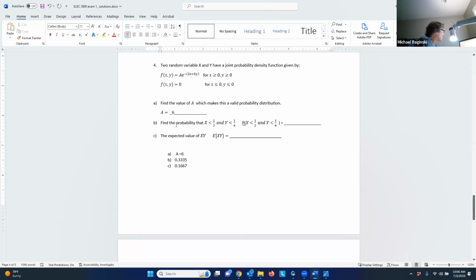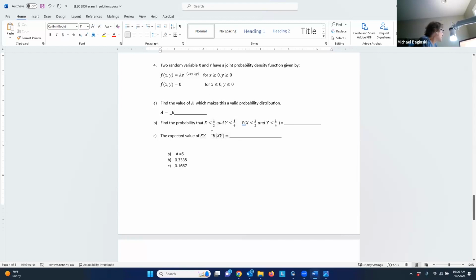After you get that, to find the probability of x being less than 1/2 and y being less than 1/4, now that you have A, it's simply integrating this thing. If you want me to, I'll do the integration, but it's straightforward. You're integrating this, where there's a 6 there, from 0 to 1/2 in x and from 0 to 1/4 in y. And you get the value here of 0.3335. Are you all with me on this, class? I'll be happy to do these integrals if you want me to, but they're straightforward. There's really no trick to it.